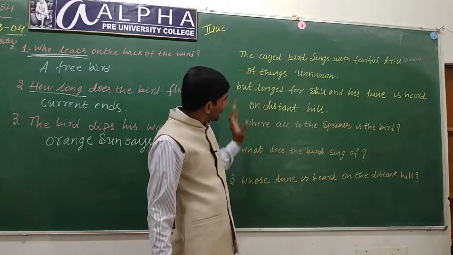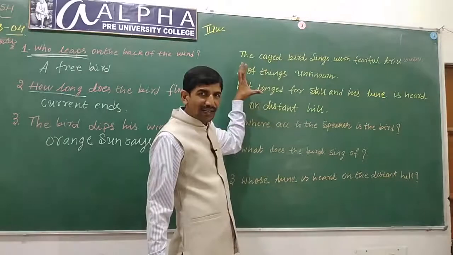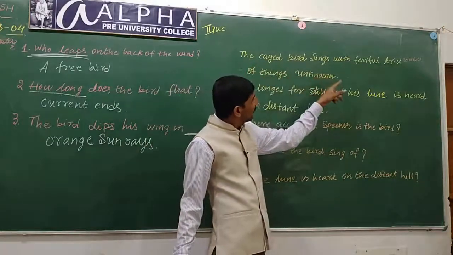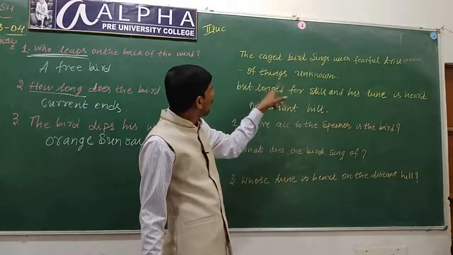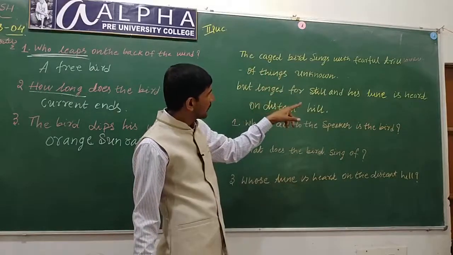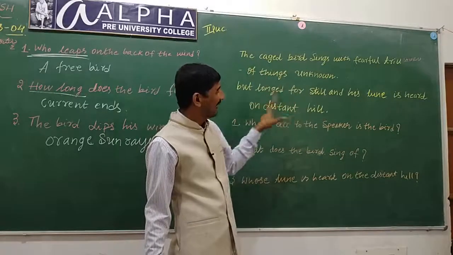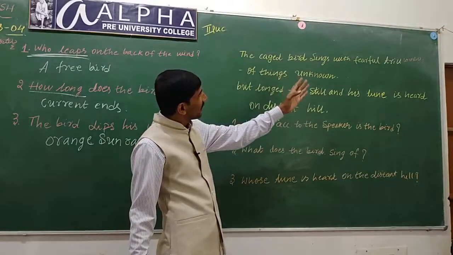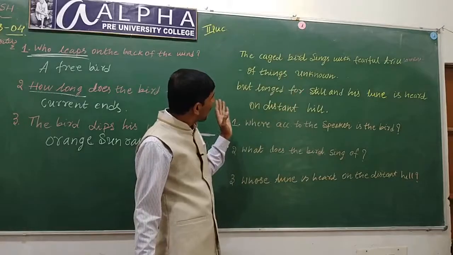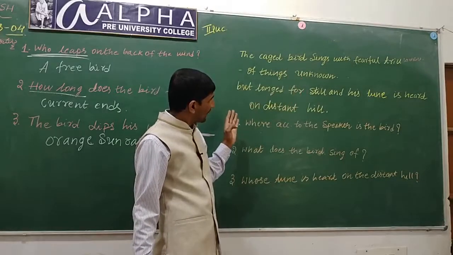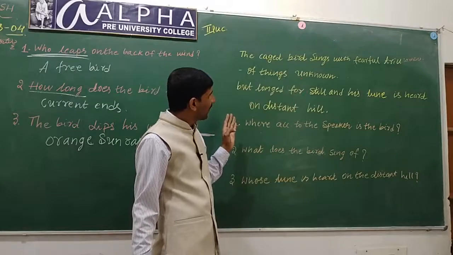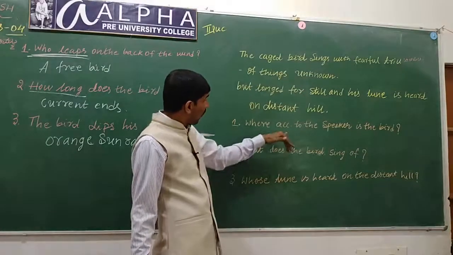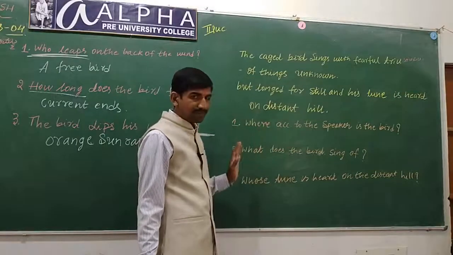When we are answering the questions, first we have to read the given sentences. The caged bird sings with fearful thrill of things unknown, but longed for still, and his tune is heard on distant hill. Here we have 3 questions. Where, according to the speaker, is the bird?